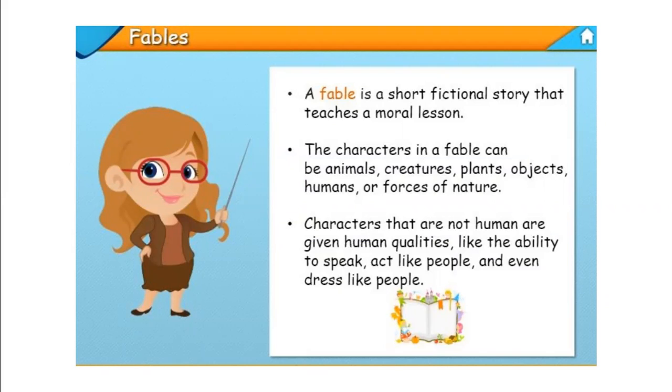It has characters that can be animals, creatures, plants, objects, and even forces of nature. A fable also has characters. Now, the characters are usually not human, but they act like humans. They speak, act human, and even dress. They wear clothes like humans.